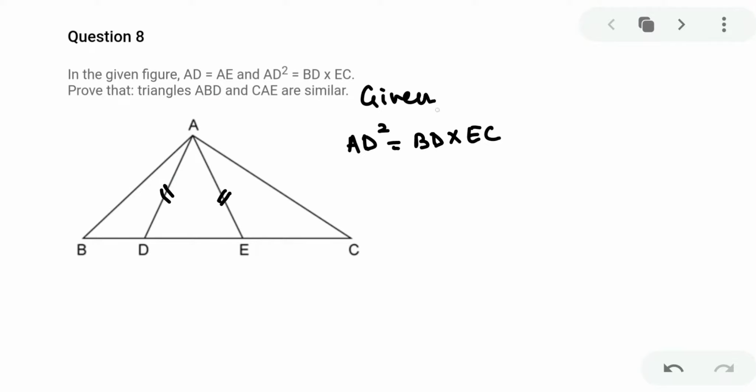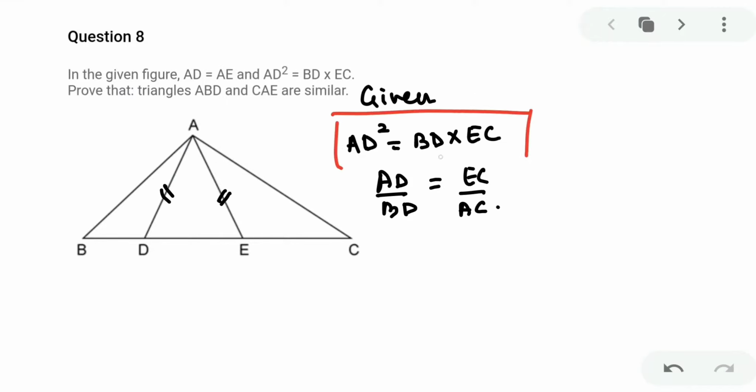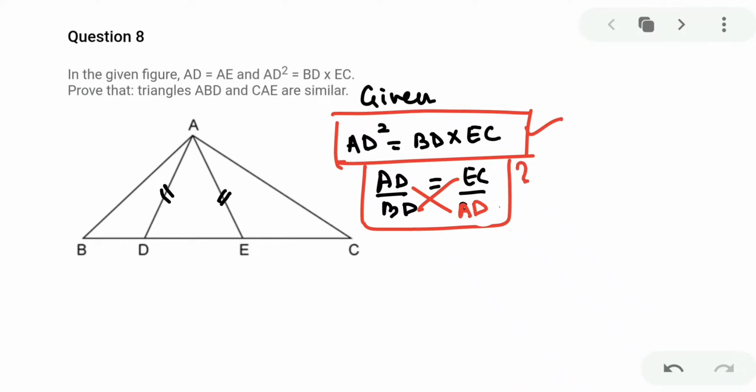So can I just change this a little bit? Can I just write AD upon BD is equal to EC upon AD? Will that work? What I have done is I have just changed the format of this and I have written like this. Sorry, I have written AC here. It's AD. बात वही होती है जब आप क्रॉस मल्टीप्लाई करोगे तो you will be getting this same. AD square is equal to BD into EC. मतलब this is given to you. Got the point? Yes.